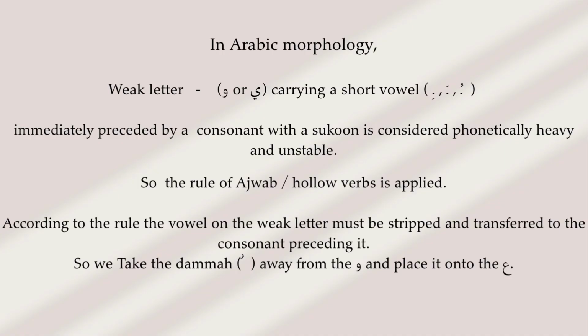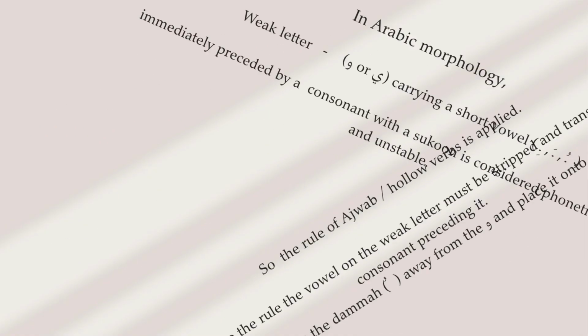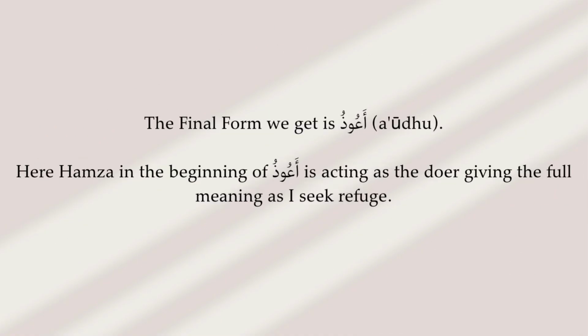So we take the dhamma away from waw and place it on the ayin. The final form we get is a'udhu. Here, the hamza at the beginning of a'udhu is acting as the doer, giving the full meaning as I seek refuge.